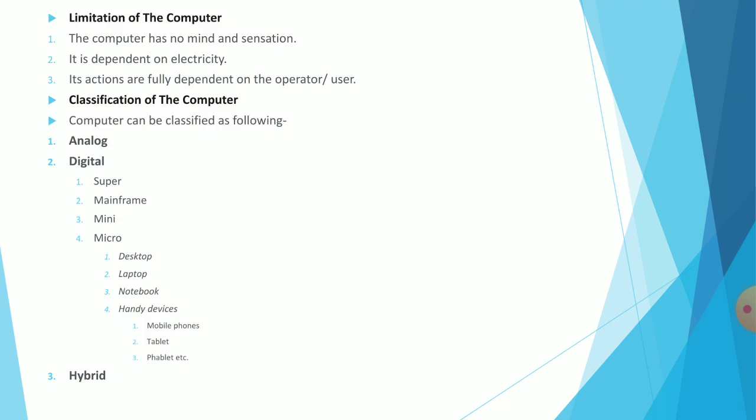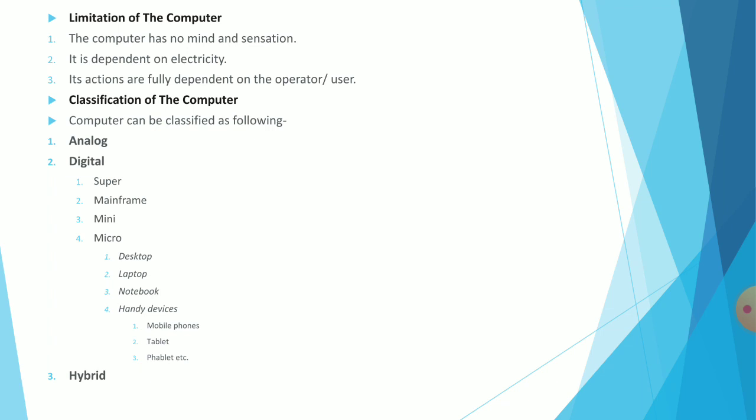Okay, so next is limitations of computers. A computer has no brain, you have to program it. No sensation, so it does its tasks as per your software written. Dependent on electricity, without electricity it will not run, so you need to supply electricity continuously if you want to work 24/7. Its actions are fully dependent on operators. Whatever output it gives you depends on how the user is using that computer. So these are the limitations.